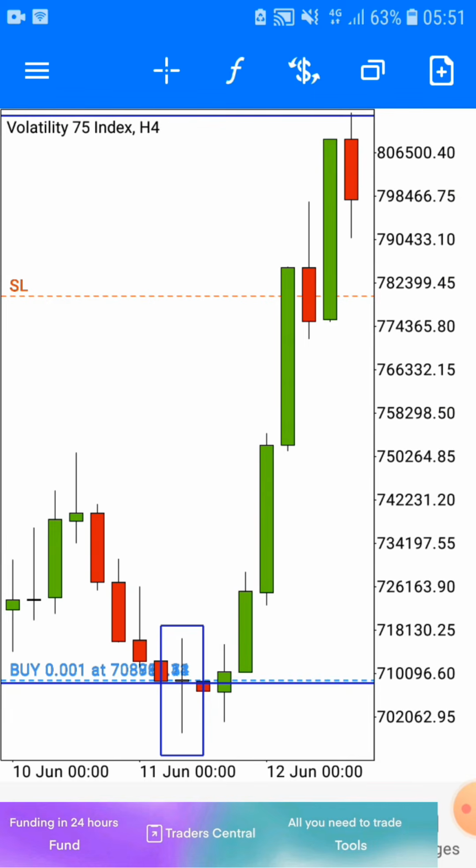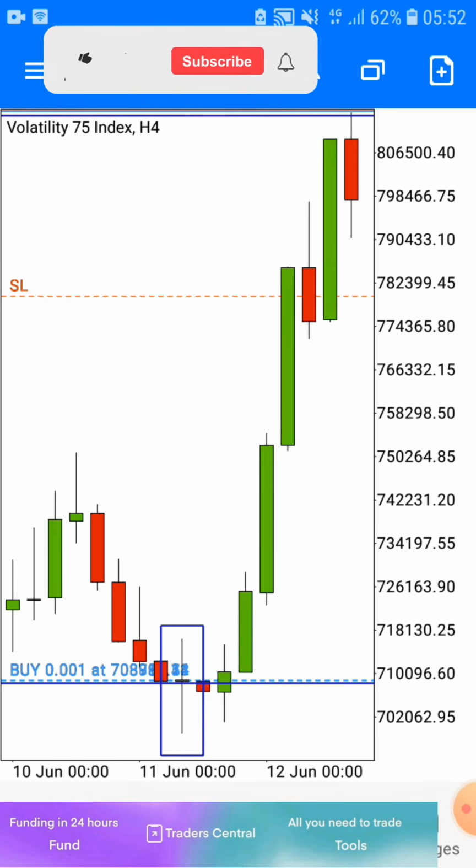Now let me show you this one thing before I forget. I'm going to show you the best way to lock your profits so that you can ride your trends to the maximum, so that you can get maximum profits out of any good winning trade that you'll be taking.